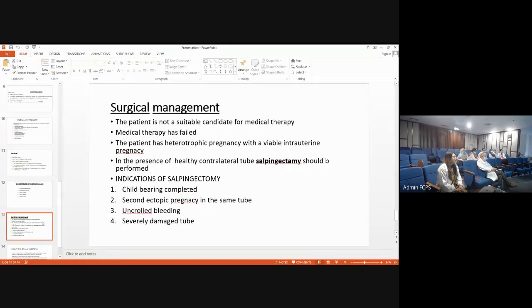Surgical management is applied for those patients who are hemodynamically unstable or with profuse bleeding, the patient is not a suitable candidate for medical therapy, medical therapy has failed, and the patient has heterotopic pregnancy with a viable intrauterine pregnancy. In the presence of a healthy contralateral tube, salpingectomy should be performed. Indications of salpingectomy include childbearing completed, second ectopic pregnancy in the same tube, uncontrolled bleeding, and severely damaged tube.